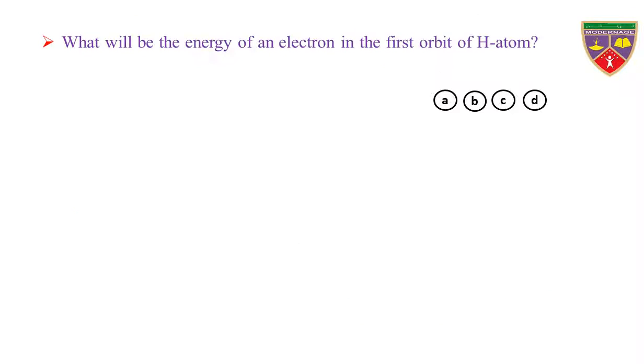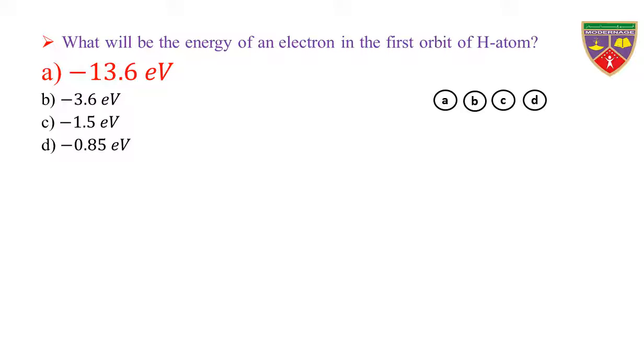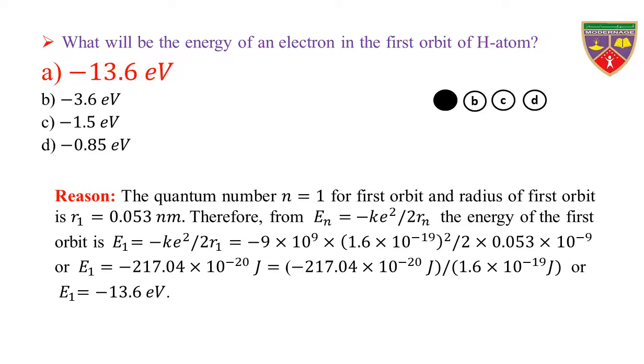What will be the energy of an electron in the first orbit of hydrogen atom? Option A, minus 13.6 electron volt. Option B, minus 3.6 electron volt. Option C, minus 1.5 electron volts. Option D, minus 0.85 electron volts. The key is minus 13.6 electron volts. Therefore, the correct option is A.